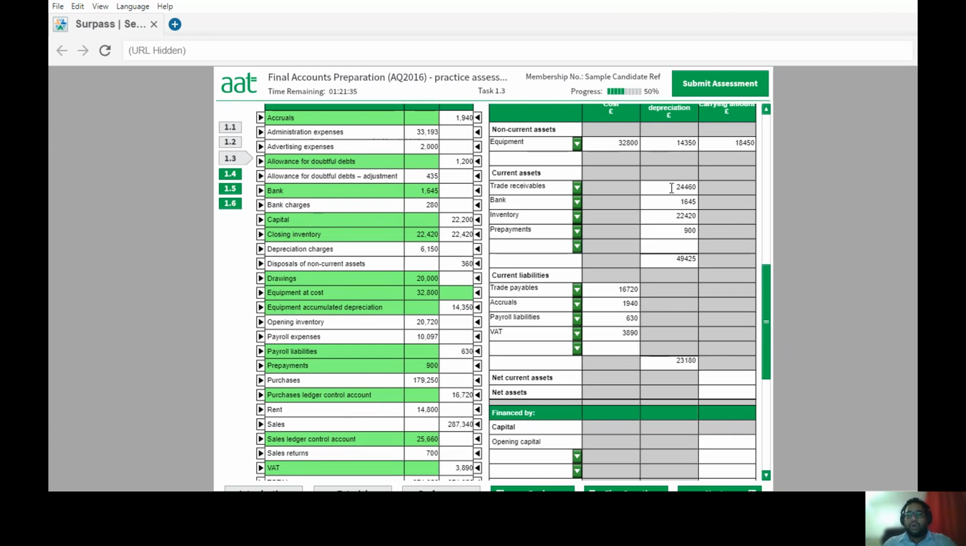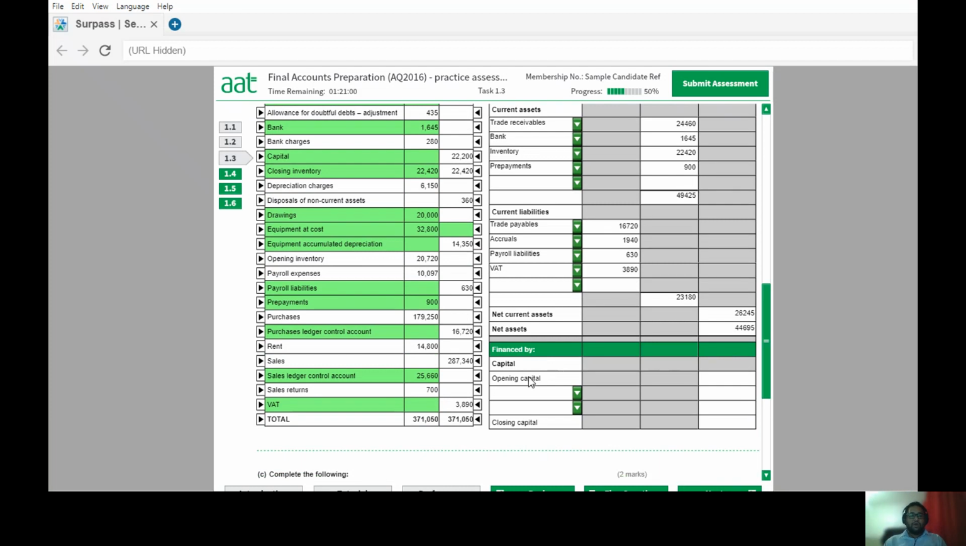Okay, so here it is already calculated for you, and they've given you the subtotal here. So the net current assets in this scenario, 49,425 minus 23,180, is going to be 26,245, and then you're going to add that together with your non-current asset figure, which will give you 44,695. Okay, now we're going to go into the financed by section. We're going to look at the opening capital amount of 22,200.